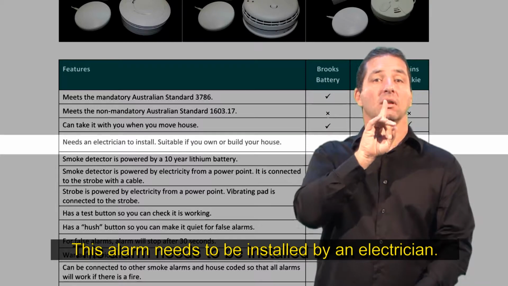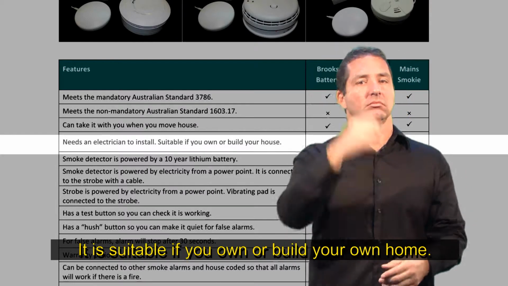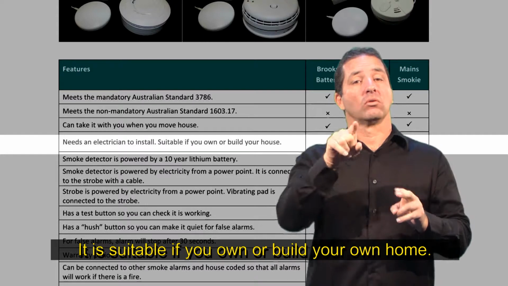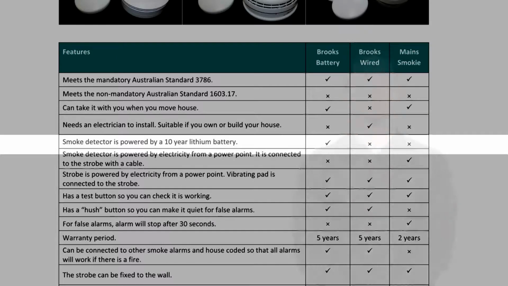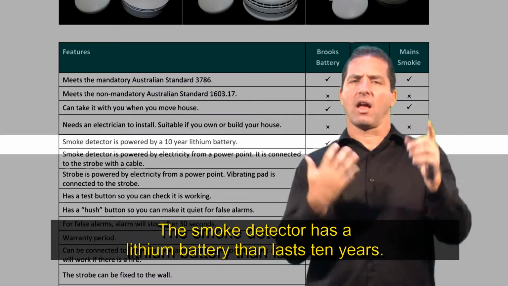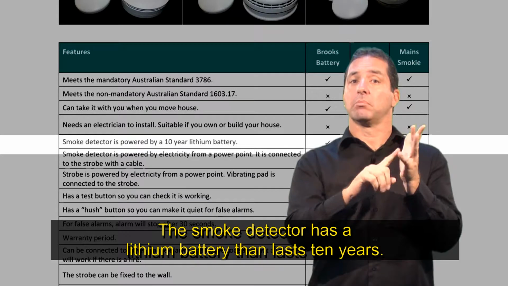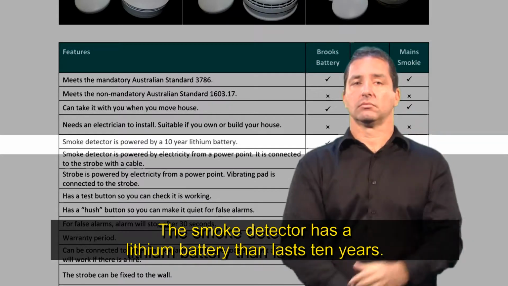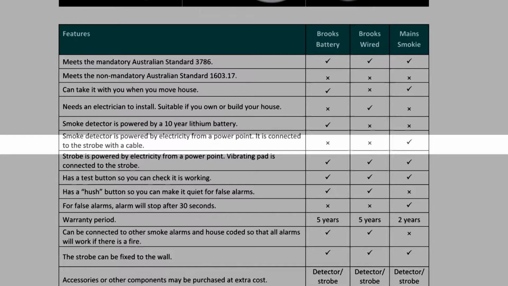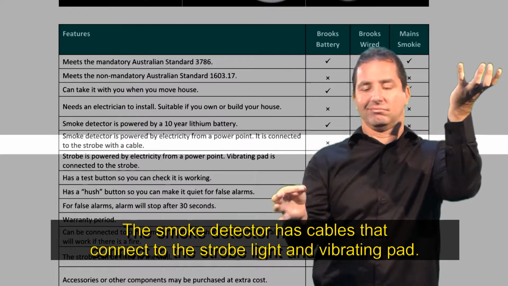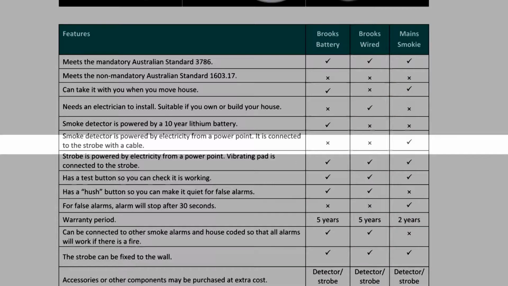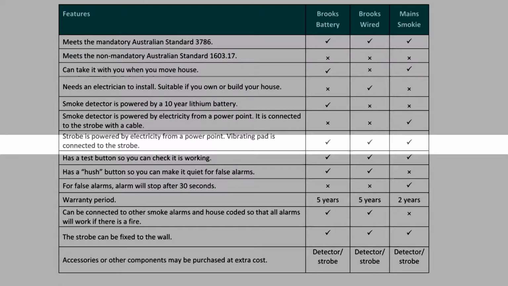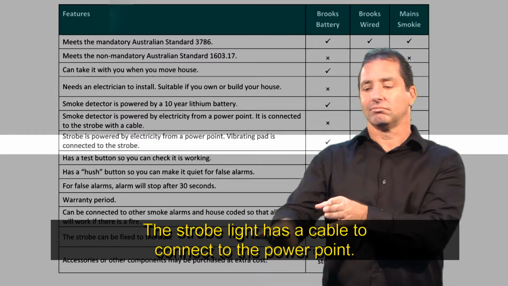This alarm needs to be installed by an electrician. It is suitable if you own or build your own home. The smoke detector has a lithium battery that lasts 10 years. The smoke detector has cables that connect to the strobe light and the vibrating pad. The strobe light has a cable to connect to the power point.